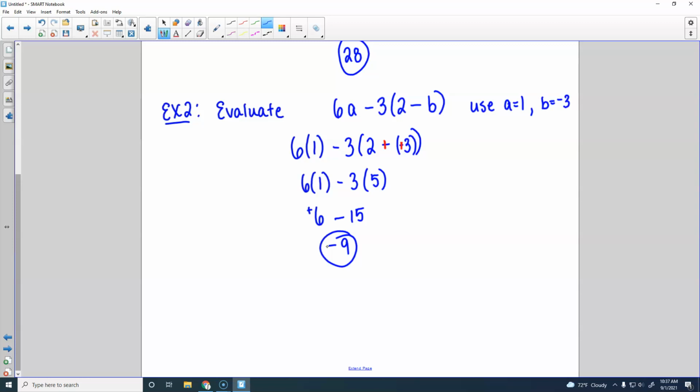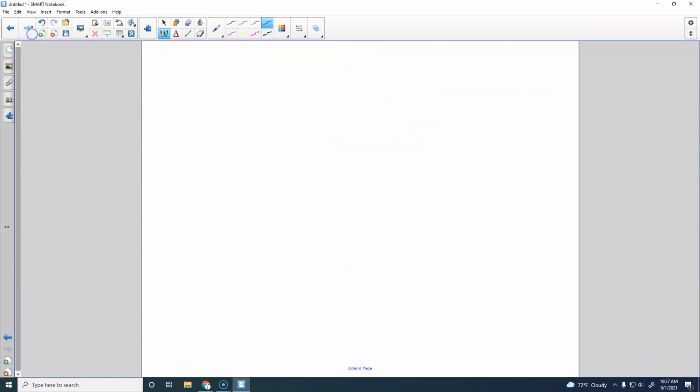All right. Let's do one more like this, and then we're going to look at the other type of notation you're going to see. All right, let's evaluate x, y squared divided by 5. Use x equals 2, y equals -5.